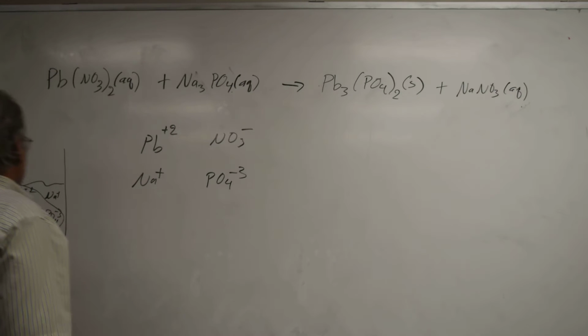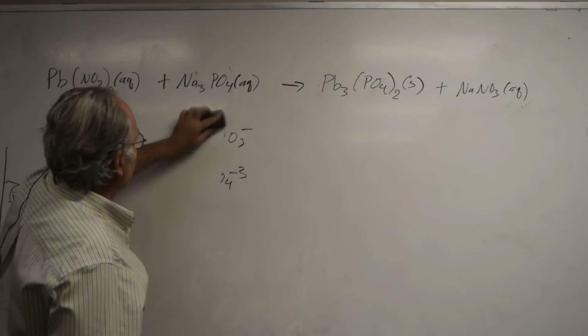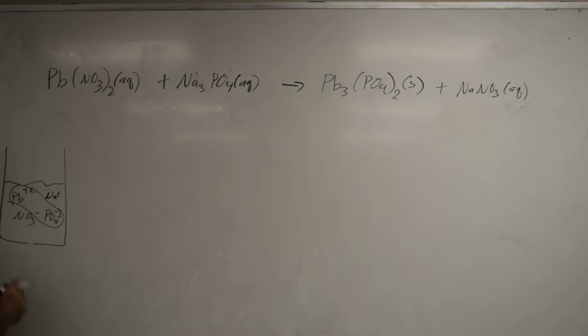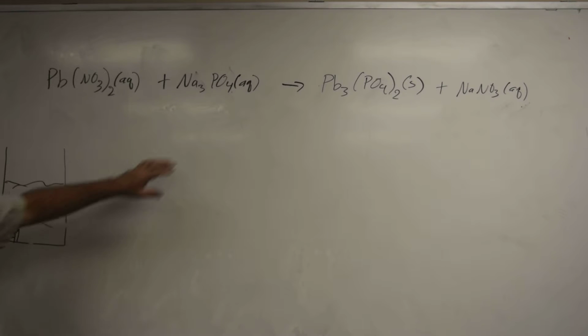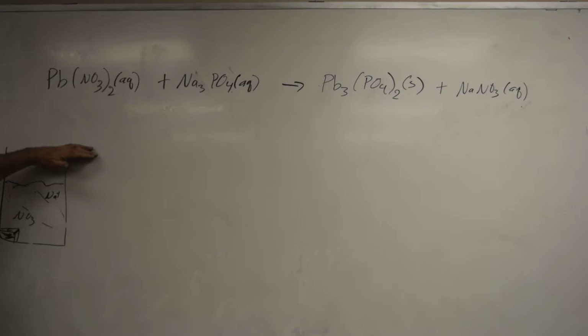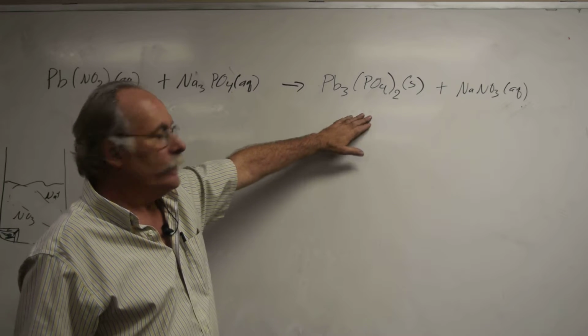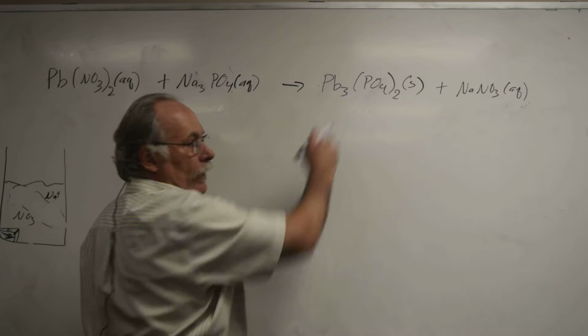So what happens is after I add my sodium phosphate, and I'm going to add excess sodium phosphate, the lead and the phosphate leave the solution and they form a crystal at the bottom. They fall to the bottom. I could then run this through a filter paper and dry it off and measure the mass of the lead phosphate. I should say lead 2 phosphate.